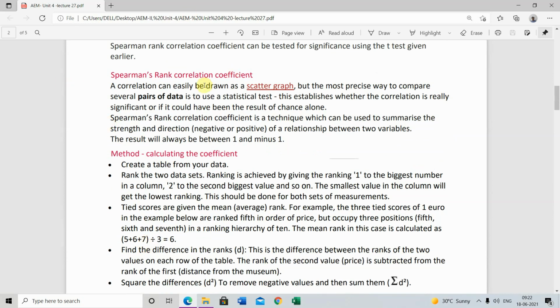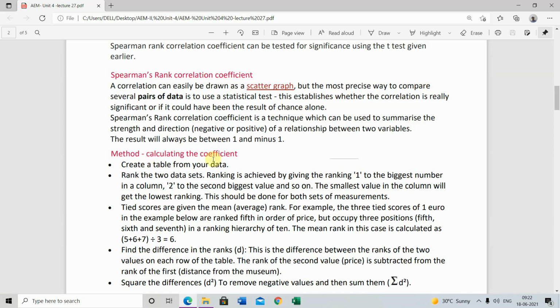Now, Spearman rank correlation coefficient. A correlation can easily be drawn as a scatter graph, but the most precise way to compare several pairs of data is to use a statistical test. This establishes whether the correlation is really significant or if it could have been the result of chance alone. Spearman's rank correlation coefficient is a technique which can be used to summarize the strength and direction, negative or positive, of a relationship between two variables. The result will always be between 1 and minus 1.